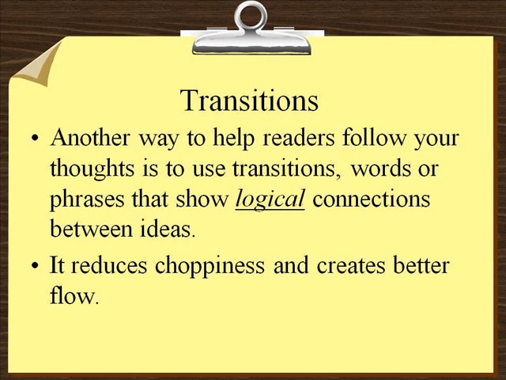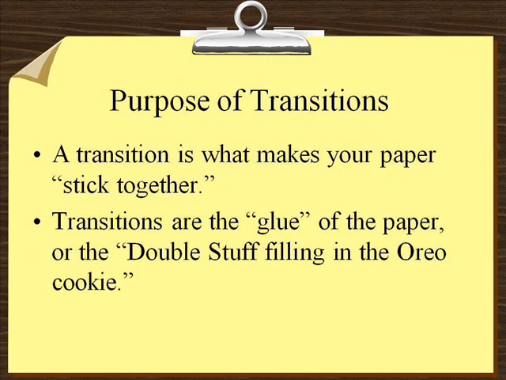Transition is what makes your paper stick together. If this wall comes down, we're in trouble. Okay? It's the glue of the paper, or it's the double stuff filling in the Oreo cookie. How many of you have seen a child eat an Oreo cookie? What do they do first? Pull it apart. They twist the cookie, they pull it apart. What do they eat? The cream, and then what do they do? Stick it back together and put it in the package, right?